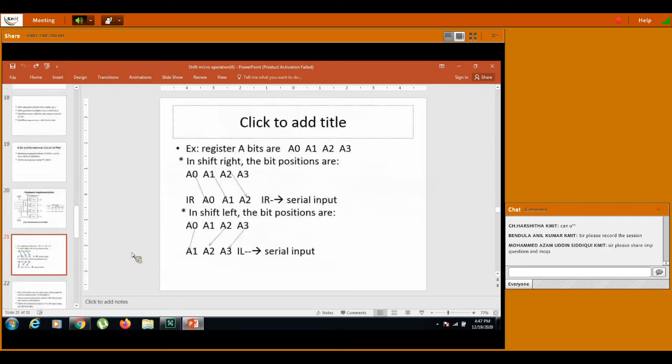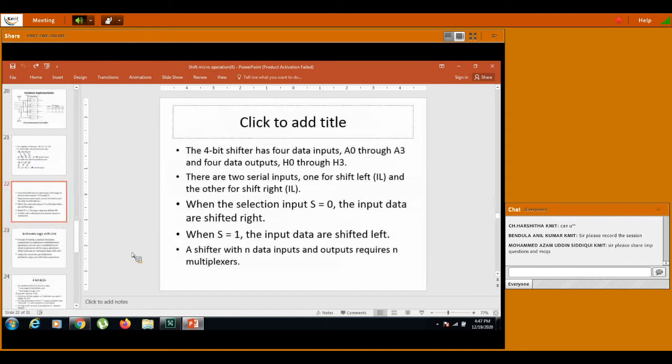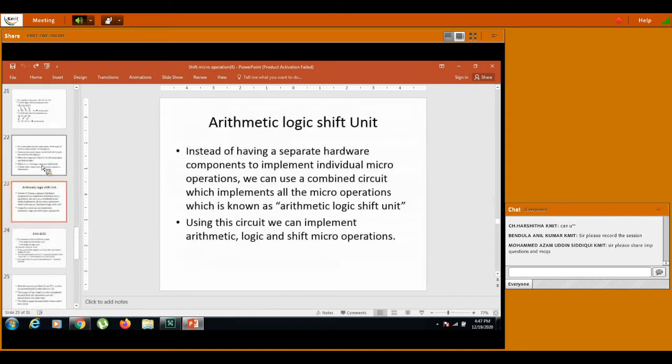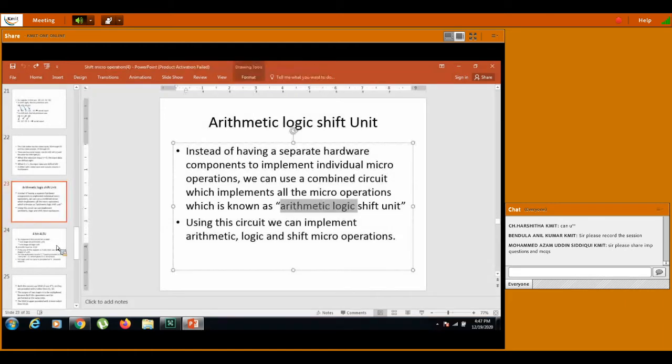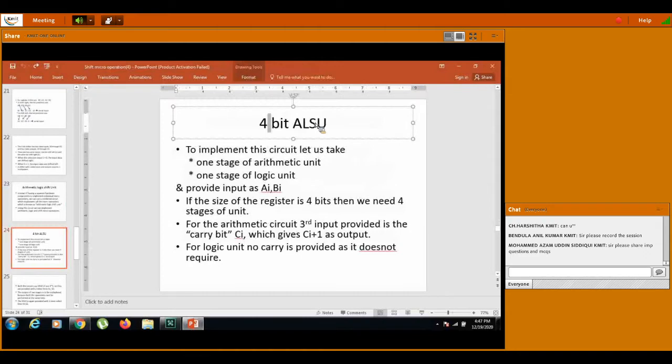Now the next concept is a new particular thing where you are combining all these micro operations and calling it the arithmetic logic shift unit, that is the ALSU. For that, you are going for a 4-bit ALSU.